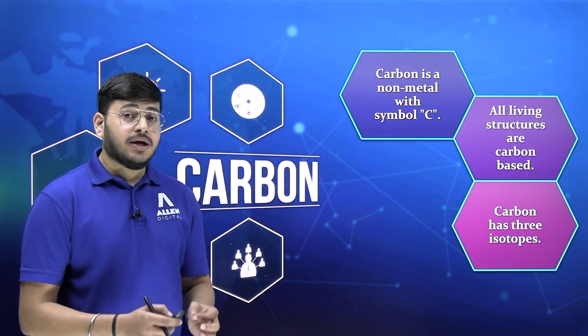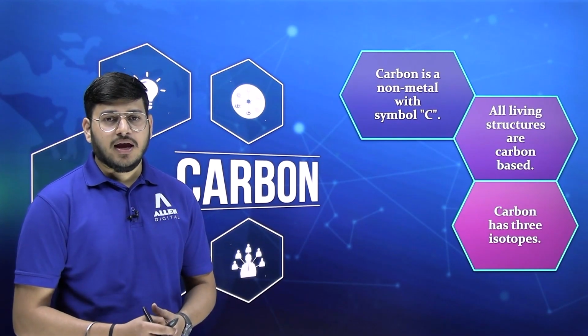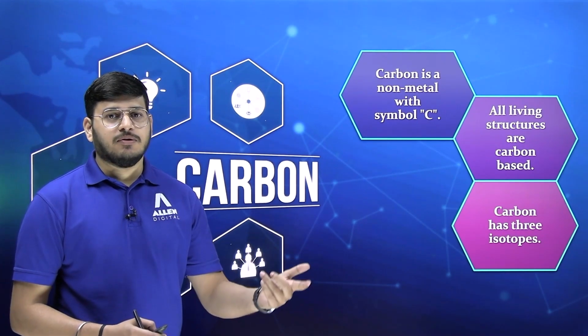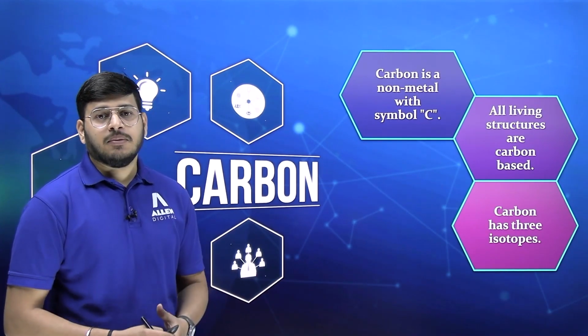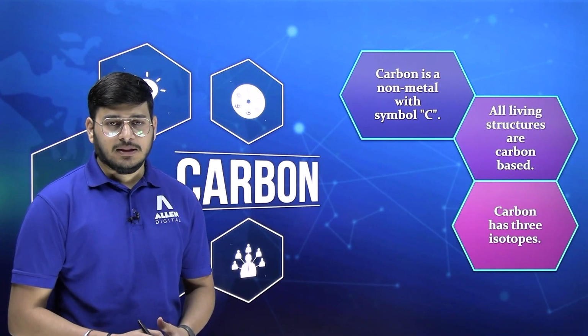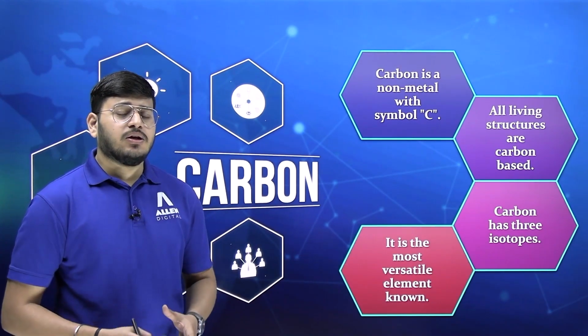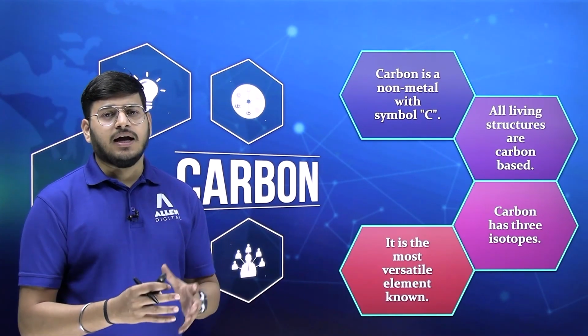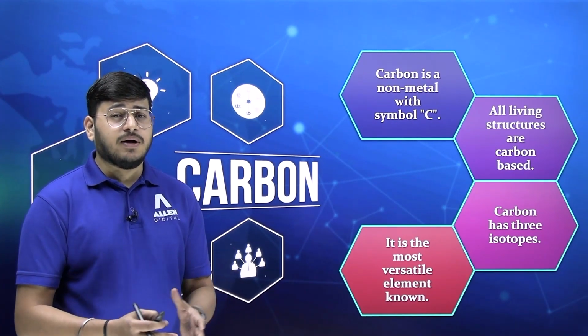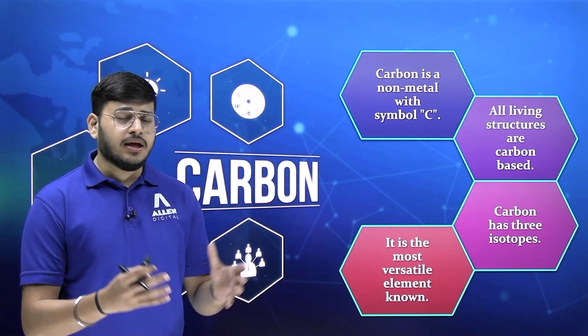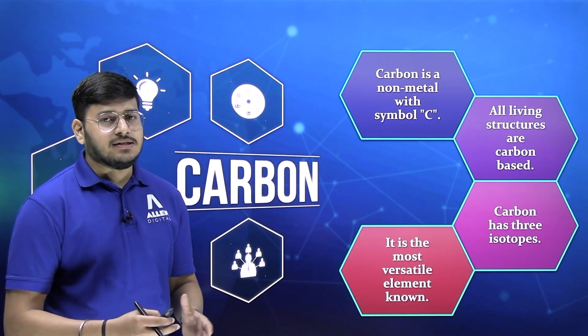Carbon has three isotopes. Do you know what those are? Carbon-12, carbon-13, carbon-14. You must have studied them in the structure of the atom in your class 9. And carbon is known, students, as a versatile element. Why so versatile? Why is it so important, students? That is all we are going to learn in this lecture.